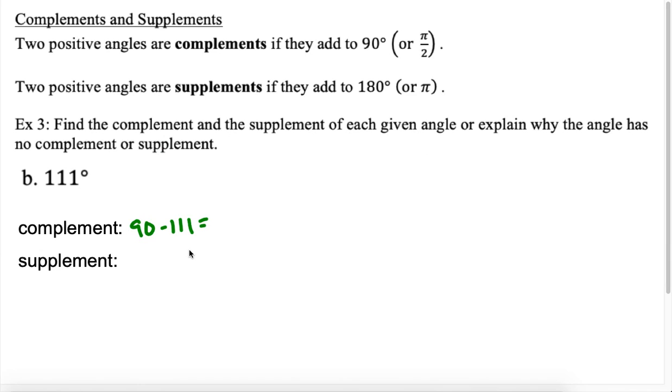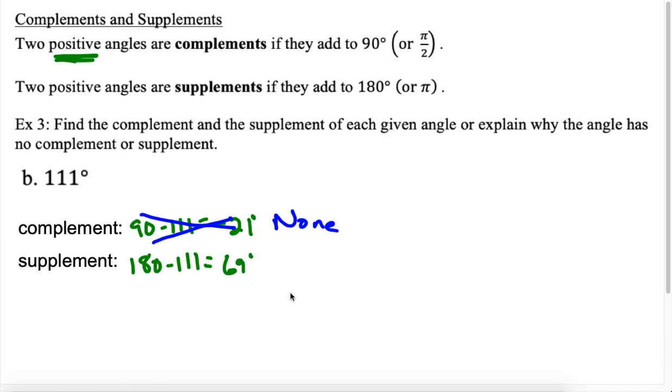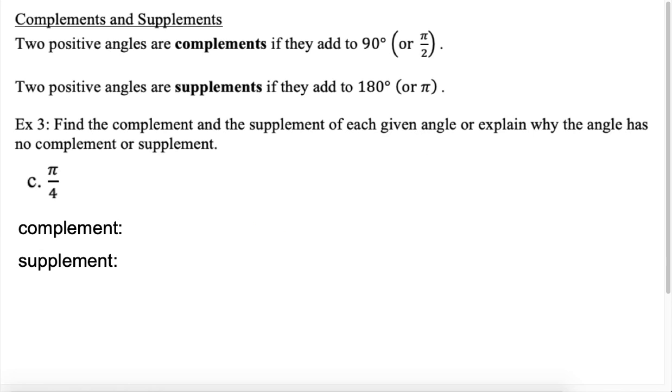Okay. In my next example, 111, well, to get the complement, I would take 90 minus 111, but that's going to give me a negative value. That's going to be negative 21 degrees. We said in our definition that these angles have to be positive. What that means is that there is no complement for 111. Okay? 111 does not have a complementary angle. It does have a supplement though. 180 minus 111 would be 69 degrees.